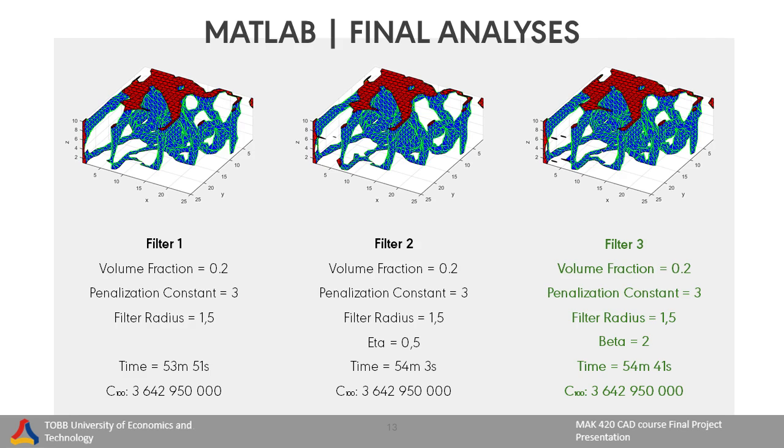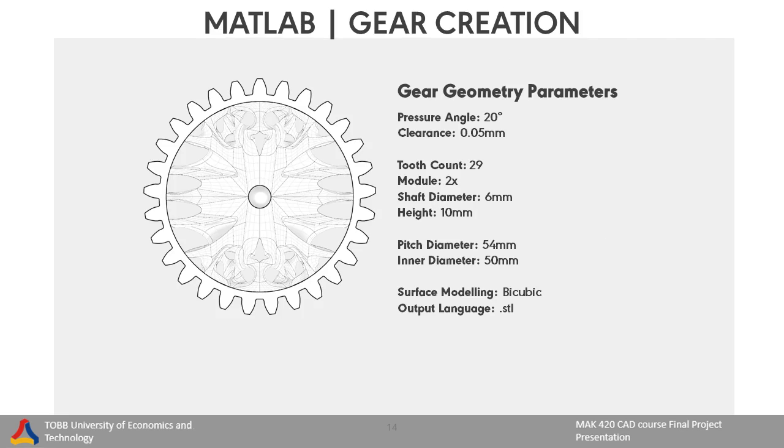After the analysis completed, filter 3 has been selected as the best analysis result in terms of compliance and aesthetic reasons. After the customized gear, which has 29 teeth and a pitch diameter of 54 mm, has been analyzed, Bezier surfaces have been drawn covering the analysis result.